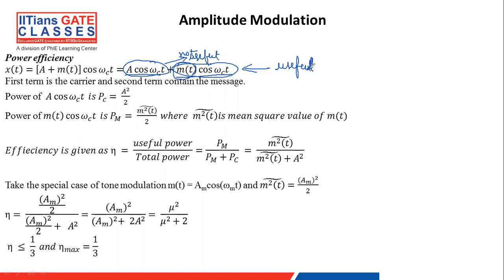Our efficiency is given by useful power upon total power. Total power is the total power of this complete signal xt, and the useful power is the power of mt cos omega ct. Now let's calculate the power of A cos omega ct. We know that the power of any A cos omega t is nothing but A square by 2. So for A cos omega ct, it will come out to be A square by 2. Now the power of mt cos omega ct will be m square dash by 2, where m square dash is the mean square value.